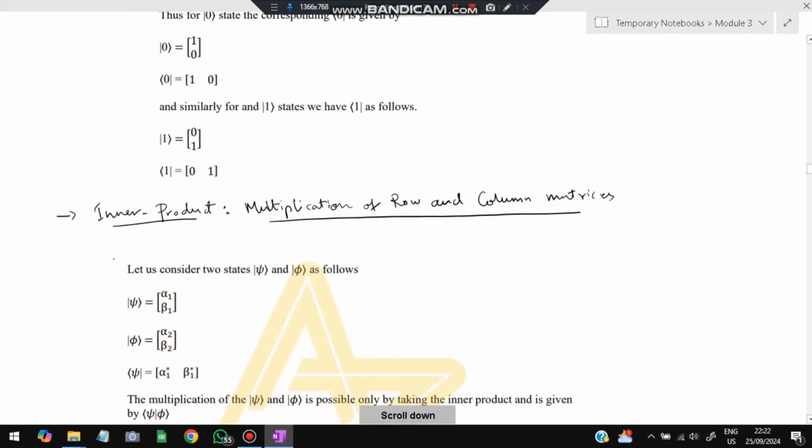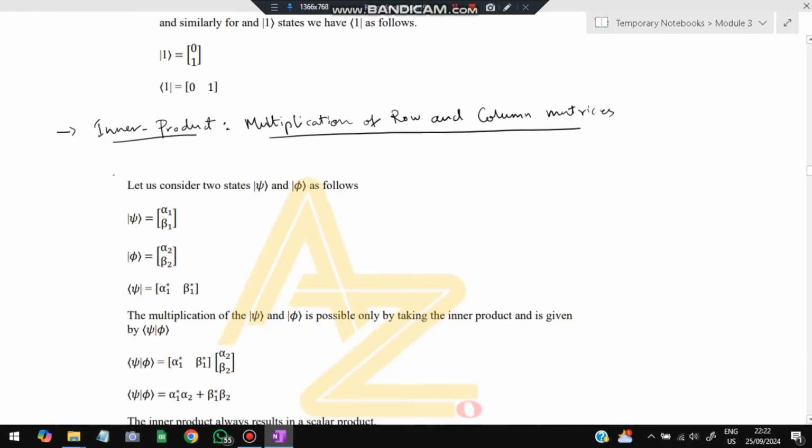Next we have the inner product, which is also known as the multiplication of the row and column matrix. If you multiply the row and the column together, it is called the inner product. Okay, very important question from the exam point of view. Let's consider two states. This state is represented by alpha 1, beta 1, and this state by alpha 2, beta 2. If we take the bra vector of the first, we obtain alpha 1 star and beta 1 star. We will multiply this one with this one.